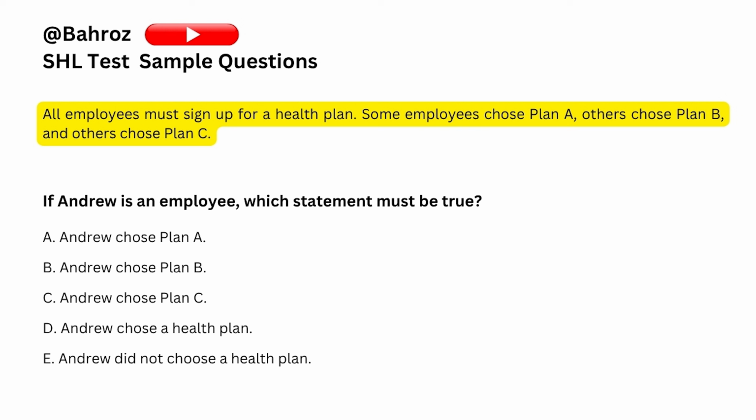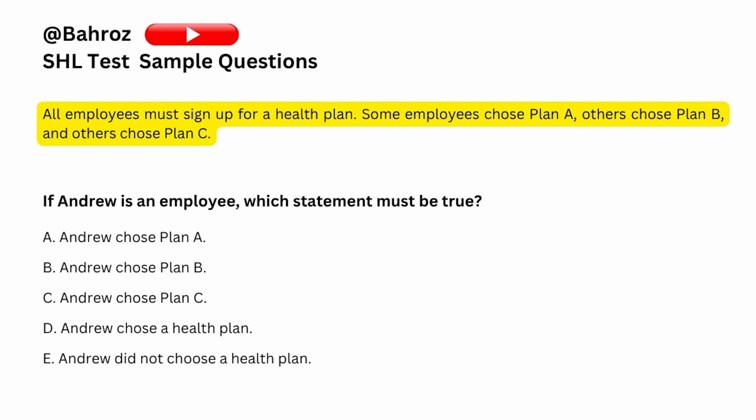Next sample question. All employees must sign up for a health plan. Some employees chose plan A, others chose plan B, and others chose plan C. Which statement must be true? A, Andrew chose plan A. B, Andrew chose plan B. C, Andrew chose plan C. D, Andrew chose a health plan. E, Andrew did not choose a health plan.